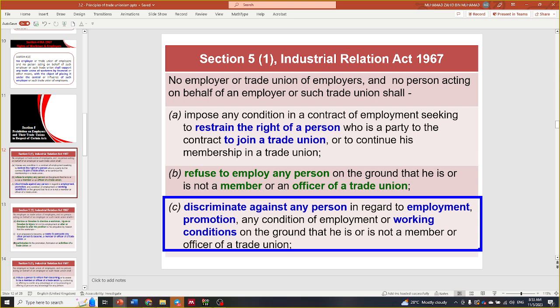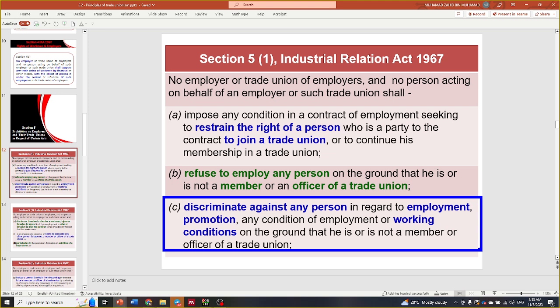Discriminate against any person in regard to employment, promotion and any condition of employment or working condition on the ground that he is or is not a member of officer of a trade union. Betul. Jadi dia lebih sesuai yang ini ke yang tadi tu? Yang ini. Betul. Yang ini yang betulnya.